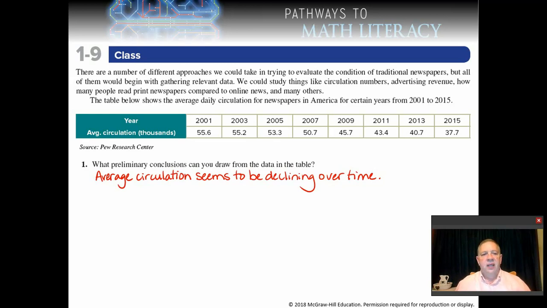Okay. So in here, this table is showing the year, and this is what I plotted out previously as that scatter plot. Here's the average circulation in thousands. Back in 2001, it's 55.6 thousand, and then 55.2, and it's continued to decline to 37.7. So if we did the time series or the scatter plot, what conclusions could we draw just from the data in the table? Since it's laid out in an ordered fashion, we could see that the average circulation seems to be declining over time.